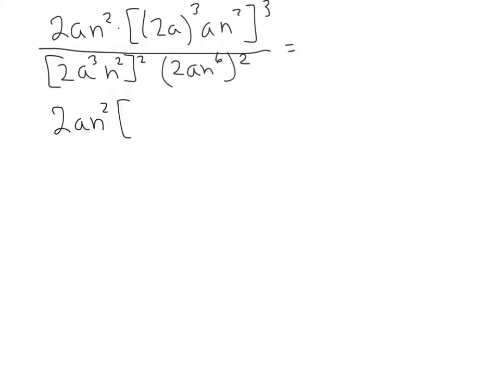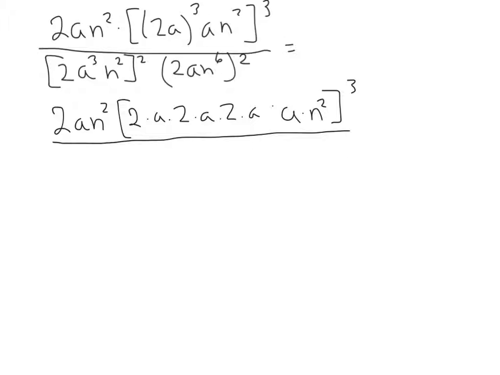brackets. 2a is being raised to the 3rd power, so that means 2 times a times 2 times a times 2 times a, and then there's a remaining a times n squared, and that's all being cubed. So that's the numerator as our first step, and the denominator, of course, this exponent right here is telling us to simply write this expression as a factor twice. So let's do that. 2a to the 3rd n squared times 2a to the 3rd n squared.